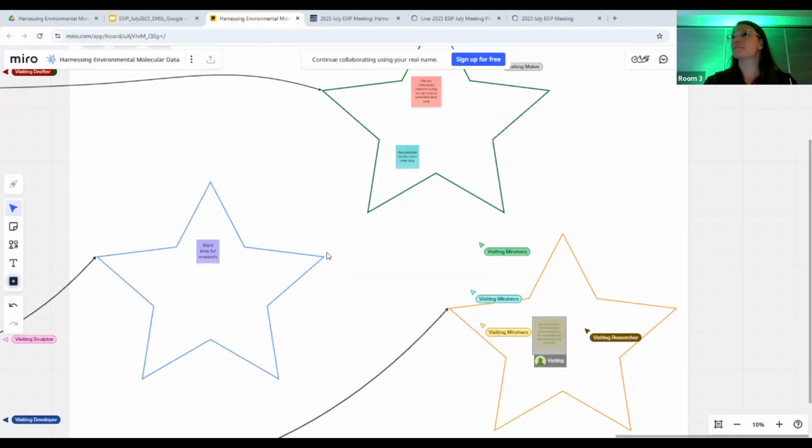Well, just to follow up on Carla, are you getting proposals coming from K through 12 institutions at all? At EMSL? No, I don't think so.